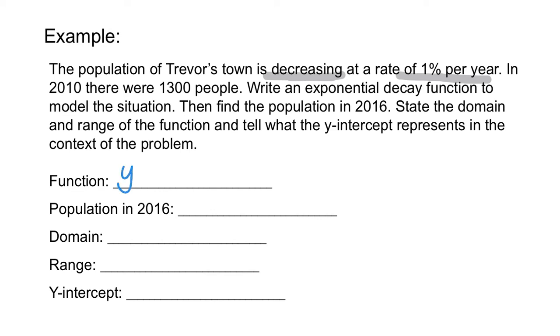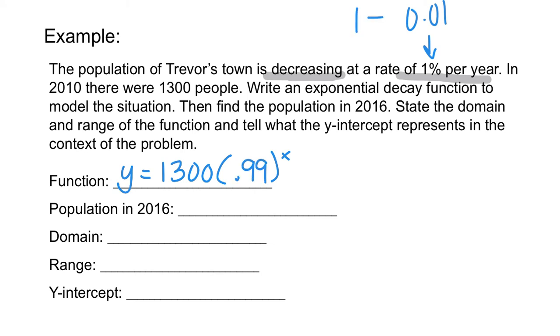So again, to write our function, we need our starting value, which is 1,300 people. And we need to figure out, using our rate, what our factor will be there. If it's decaying at 1%, that's 0.01. It's decreasing, so we do 1 minus that, and we get 0.99 to go in place of our factor. To figure out where it would be in 2016, if it started in 2010 and we're going to 2016, that means we're looking at where our x would be 6. So I'm going to do 1,300 times 0.99 to the 6th.